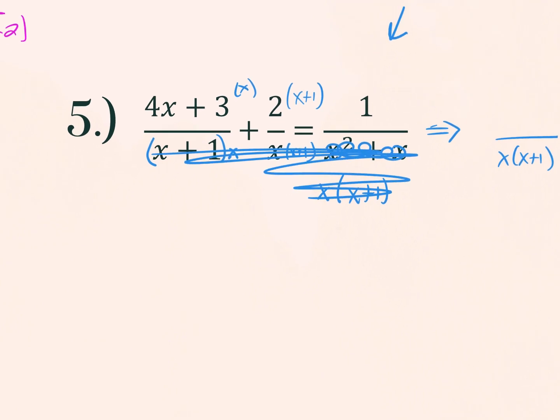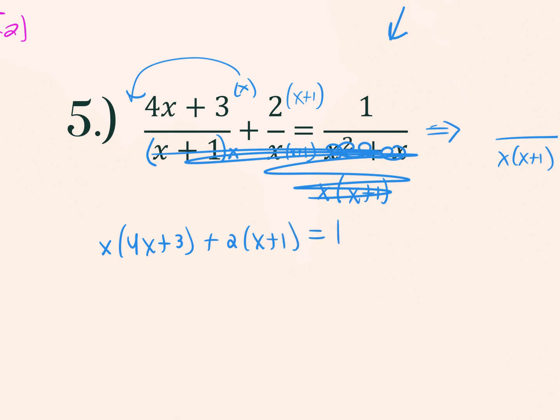So now that our fractions all have the same denominators, we can cross them off and just clean up our algebra. I'm going to move this x to the front. So I have x times 4x plus 3 plus 2 times x plus 1 equals 1. You guys with me? Okay. So what's x times 4x? 4x squared. What's x times 3? Plus 3x. 2 times x is 2x. 2 times 1 is 2 equals 1.